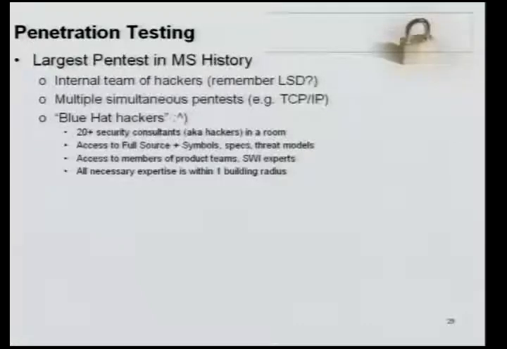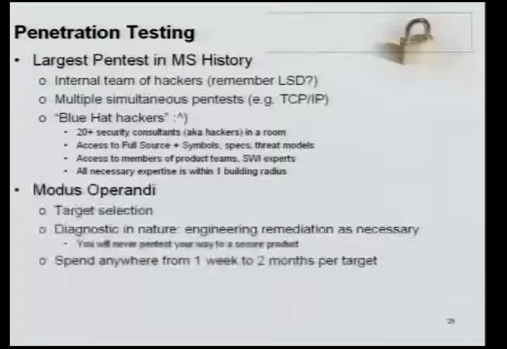I mean, if you think about it, if you go and pen test Windows Vista, if you have a question about the kernel, the stack, the heap, the service, RPC, DCOM, all that stuff is really within about 300 feet, plus or minus, where these guys are. The basic approach here was we went and selected targets based on a variety of different inputs.